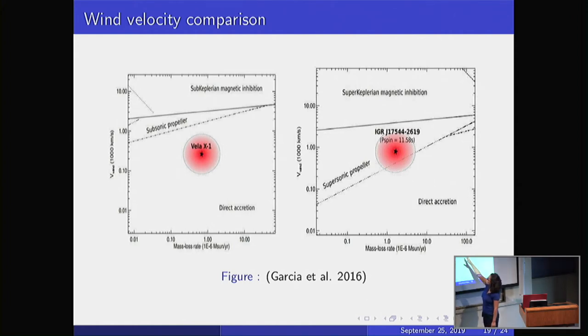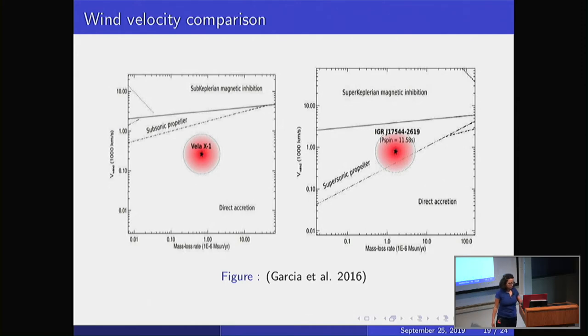So the explanation is that most of the time it is in the supersonic propeller regime, and then suddenly when there are changes in the mass accretion rate or the wind, it comes down to the direct accretion range, and that probably explains why there is a high luminosity at that point.